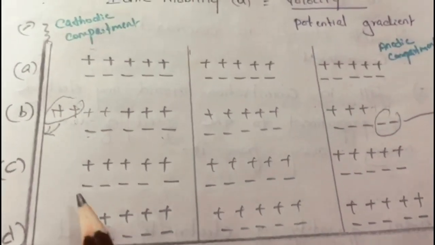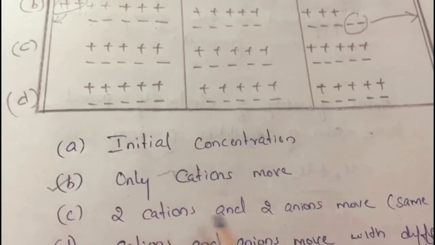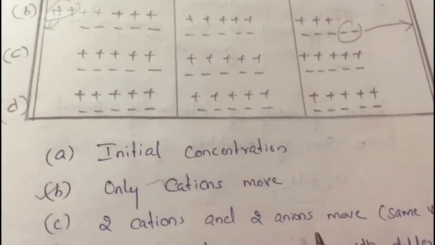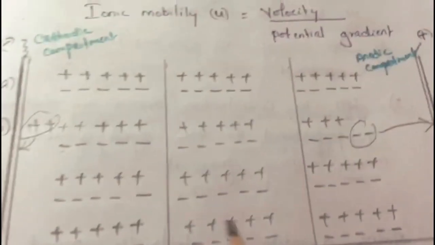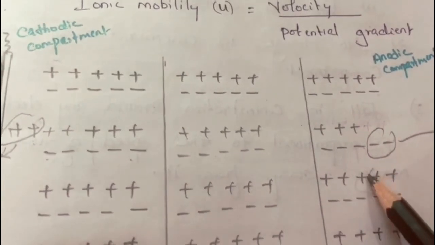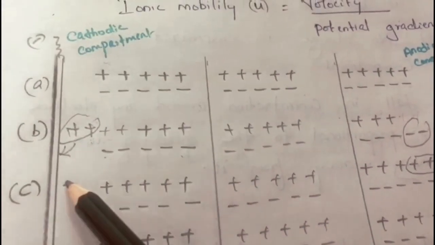Now see the third condition. What is the third condition? Same velocity. That means anions and cations are moving with the same velocity. That means two cations and two anions are moving. Let's see here. Two cations are moving means two cations move from here to here. So here two cations will be there.